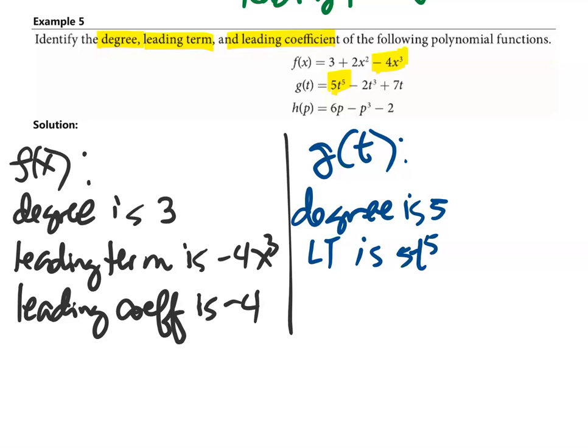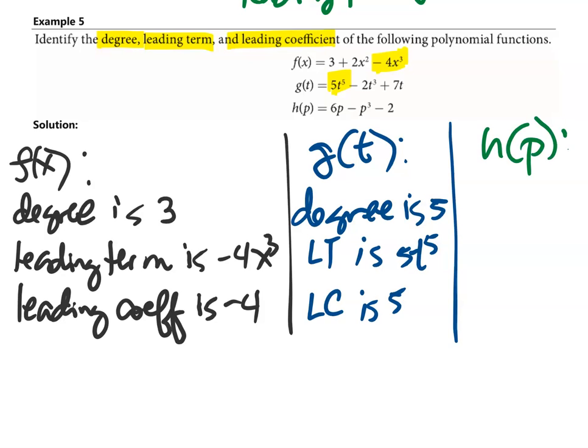And the leading coefficient, LC, is of course 5. Okay, next, h of p. So the degree is, just use d, sorry, I don't have space. The highest exponent is 3. And the leading term is negative p cubed.